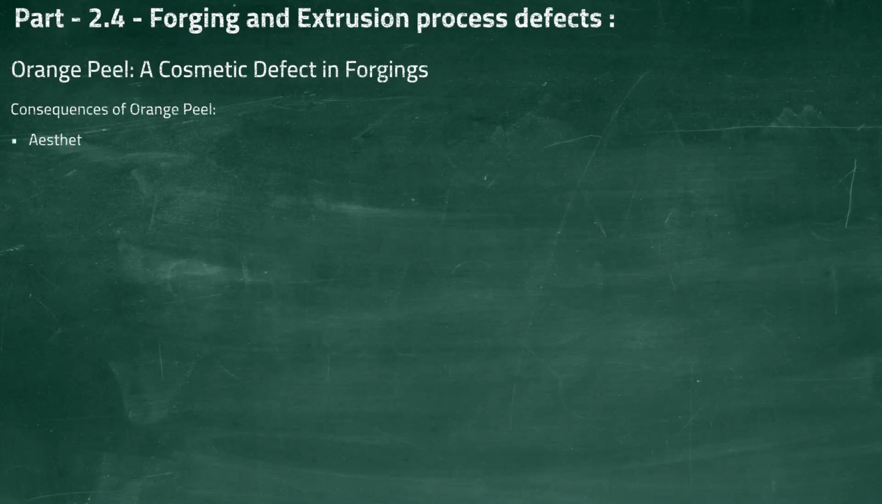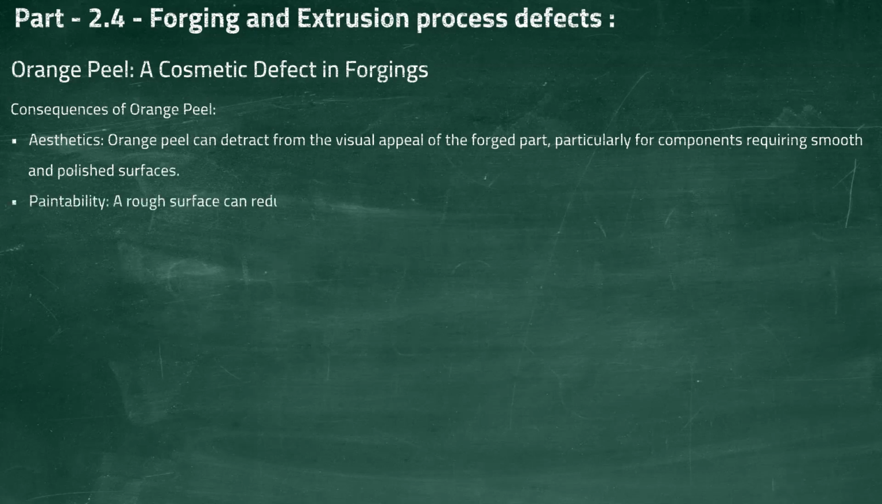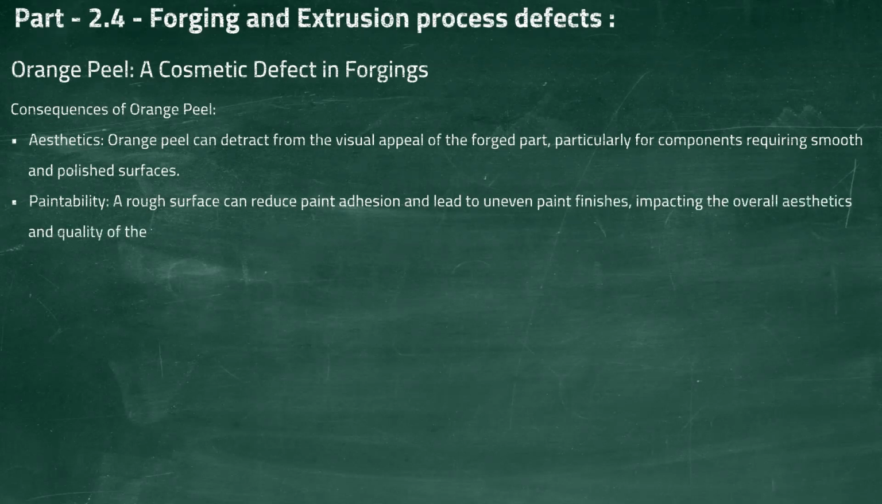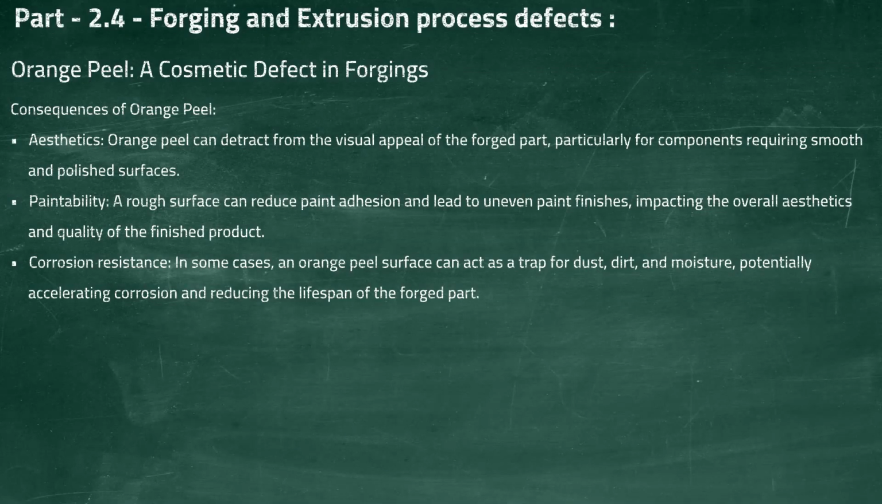Consequences of orange peel. Aesthetics. Orange peel can detract from the visual appeal of the forged part, particularly for components requiring smooth and polished surfaces. Paintability. A rough surface can reduce paint adhesion and lead to uneven paint finishes, impacting the overall aesthetics and quality of the finished product. Corrosion resistance. In some cases, an orange peel surface can act as a trap for dust, dirt, and moisture, potentially accelerating corrosion and reducing the lifespan of the forged part.